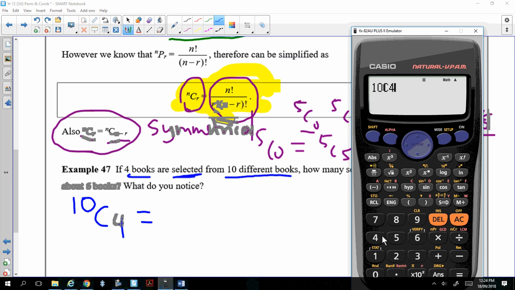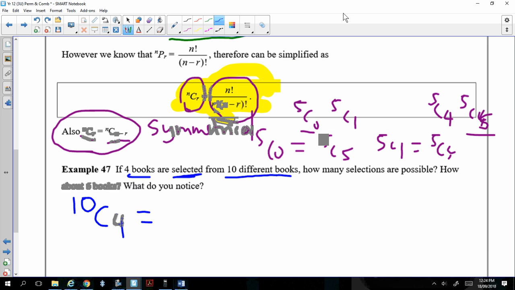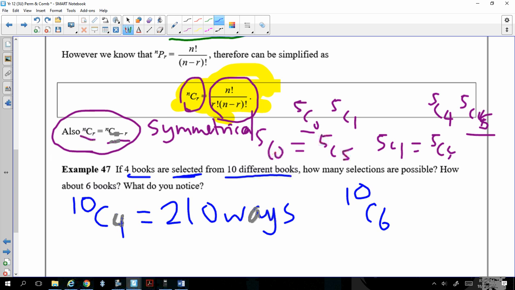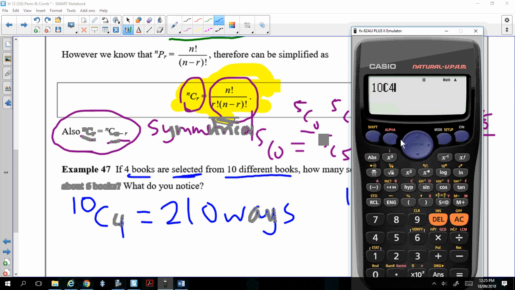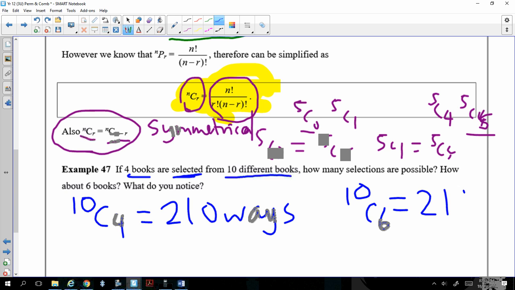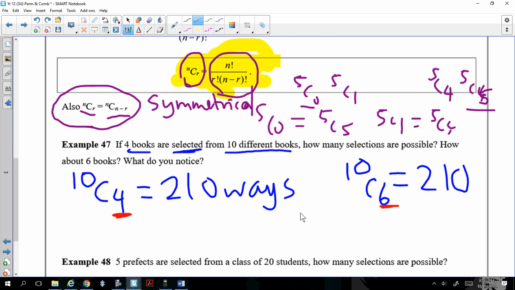What if you want to select 6 books? Does it give you the same answer? In fact, it does. And the question is, why does it give you the same answer? Because once you select the 4 books, you automatically selected the 6 books, isn't it? They are the same, right? Because each time you select 4 books, you've already selected the 6 books. That's why they are matched. So now you see why they are symmetrical.